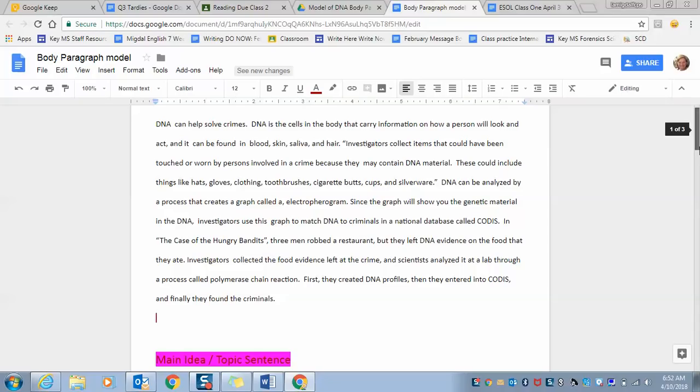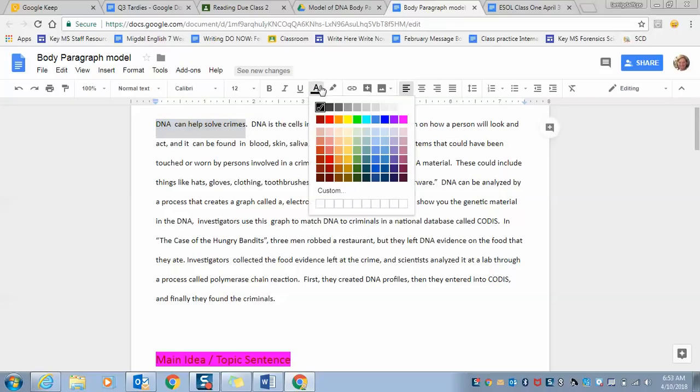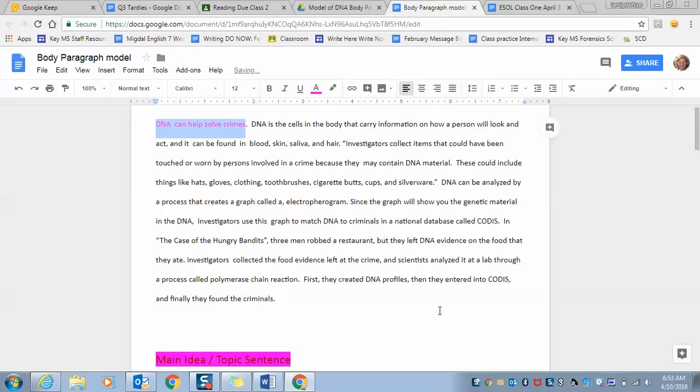Let's take a look at these sentences. DNA can help solve crimes. I'm going to make that pink. That is your topic sentence. That's what this whole paragraph is about. Now, I'm hoping you'll develop those sentences into better sentences. Now, if DNA helps solve crimes, photography can help solve crimes, footwear and tire tracks can solve crimes, if those are very basic topic sentences, and you could use those for each of your 3 body paragraphs, but I would really like you to develop those into something more interesting. We'll talk about that a little later.